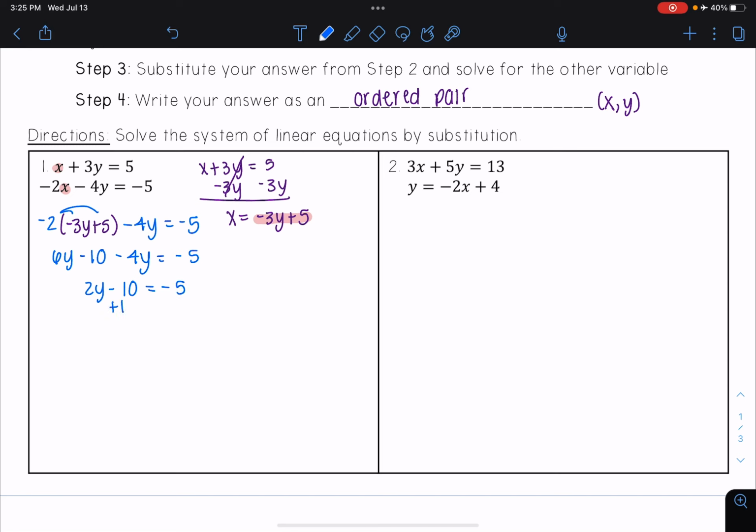Add 10 to both sides. And I get 2y is equal to 5. And then divide both sides by 2. And I get that y is equal to 5/2. Or if you prefer, you can write it as a decimal.